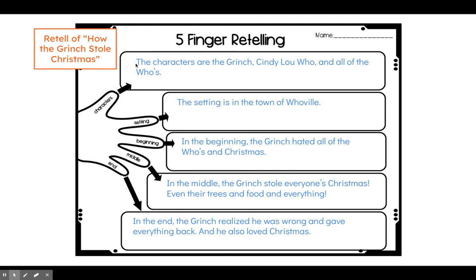If you need to know how to spell, the characters are, the setting is, in the beginning, in the middle, and in the end.